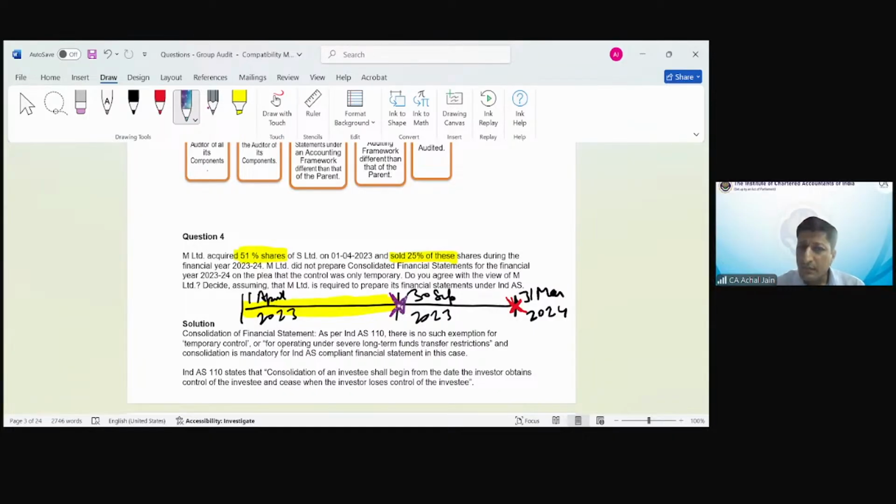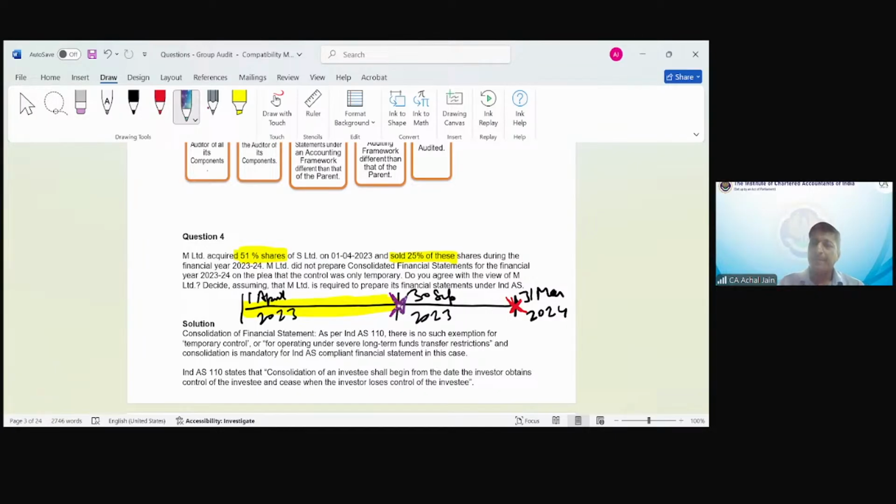And then separate financial statements will have to be prepared. By M Limited? Yes, sir. Yeah, of course. See, whether the CFS is prepared or not, that's a separate consideration. Separate financial statements for all the entities within the group are a must when it comes to a company. So that requirement will not go away. That will always remain. That has to be there. Right?